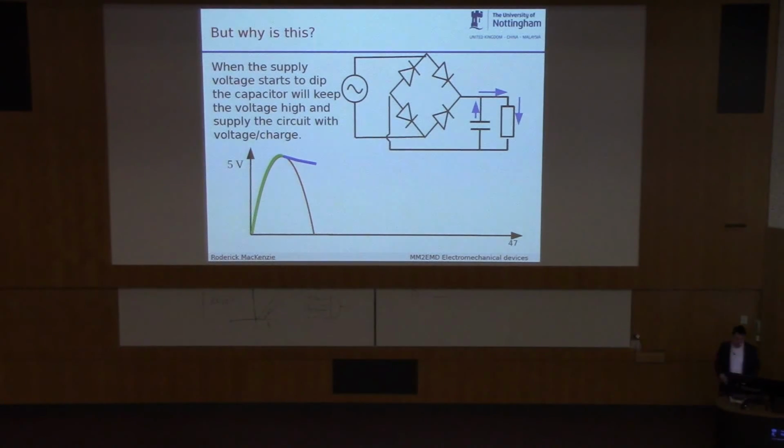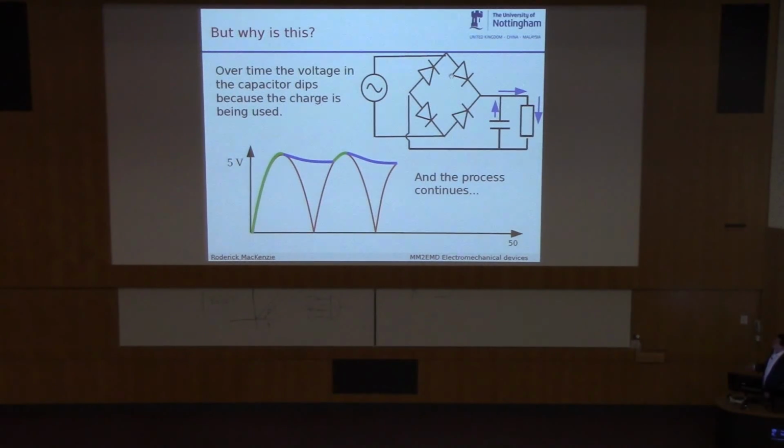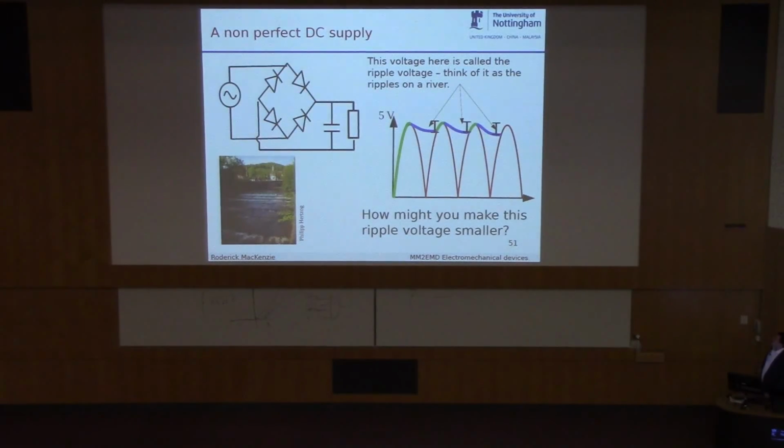Also notice this capacitor can't supply current back to the mains because it's being blocked by these two diodes here. Okay? And the process continues. So it charges when there's power available from the mains, and discharges when there's no power available. And the bad thing about this is you get this ripple. So computers don't like ripple at all.